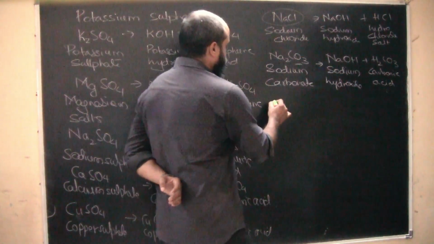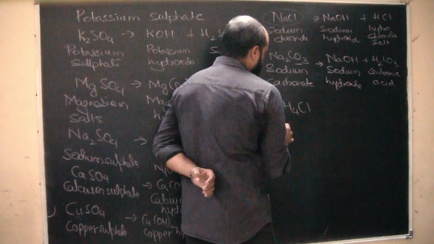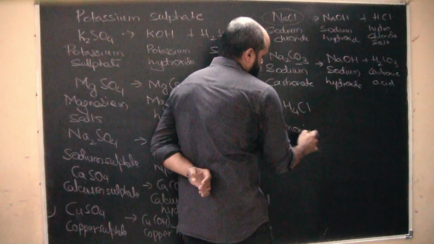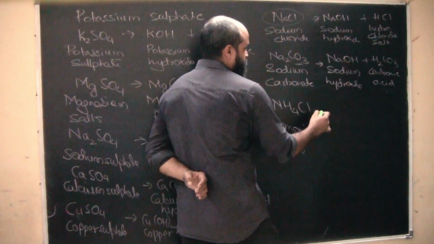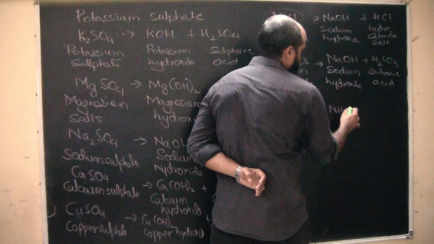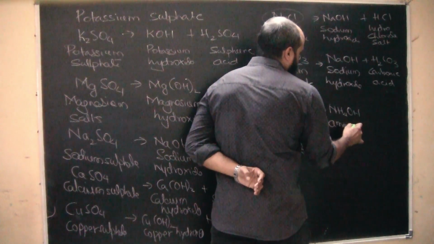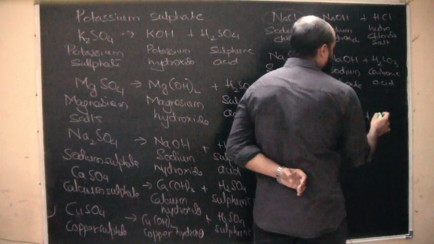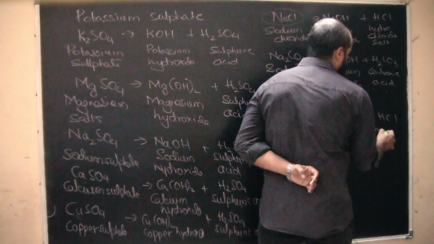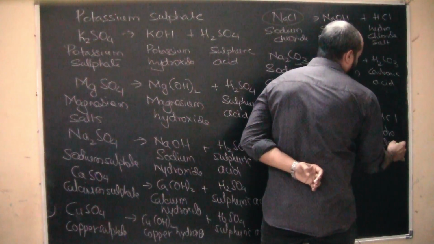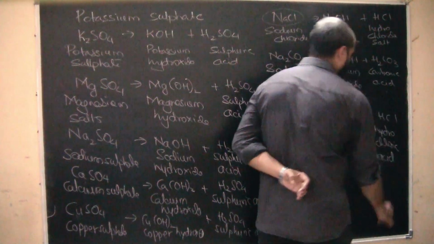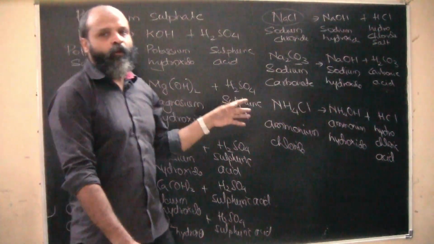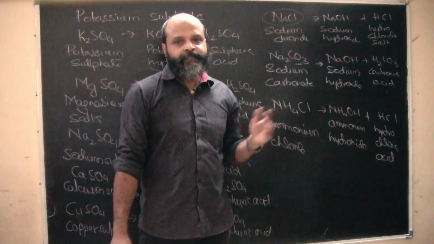Now we have something called ammonium chloride. Ammonium chloride must be formed from ammonium hydroxide, which is the base here, and obviously hydrochloric acid. So by just looking at the salts, we can predict what are the acids and bases that have taken part in their formation.